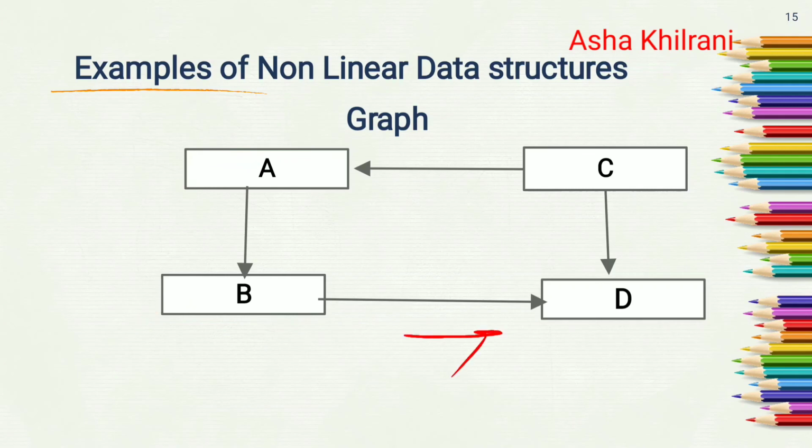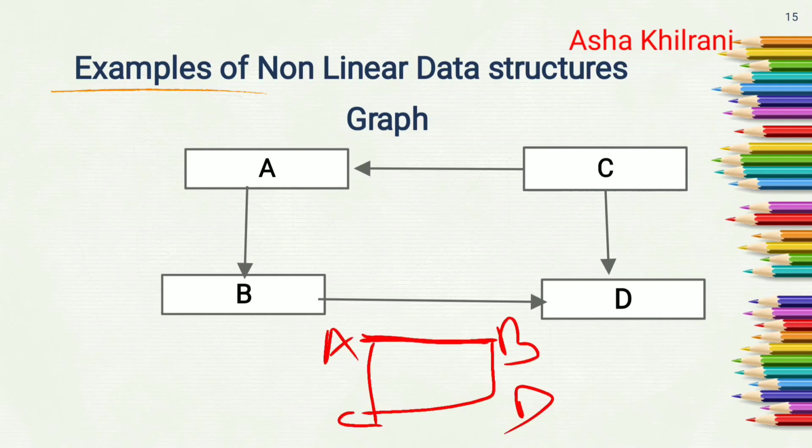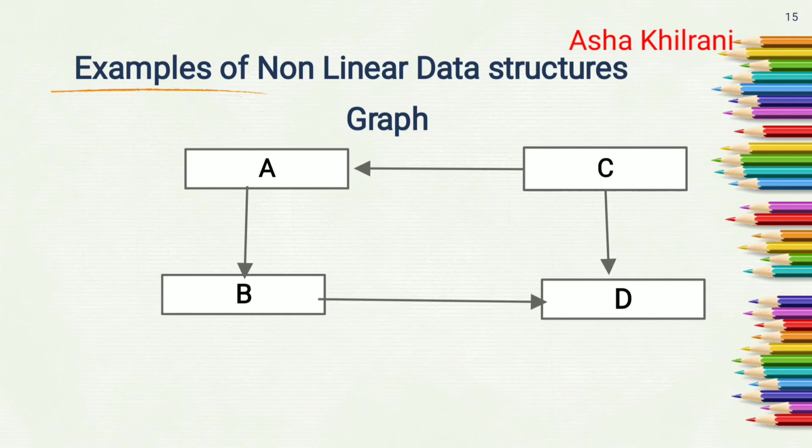Its edges have direction. There is another category of graphs which are undirected graphs. That means the edges between the vertices are not directional. This is an undirected graph. There are no directional edges. So a graph is a non-linear data structure which consists of vertices and edges.